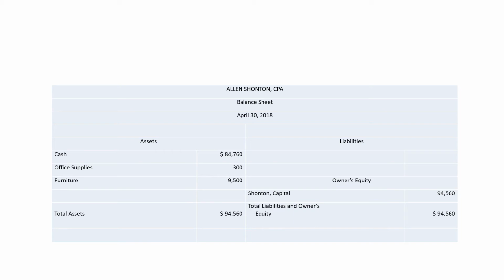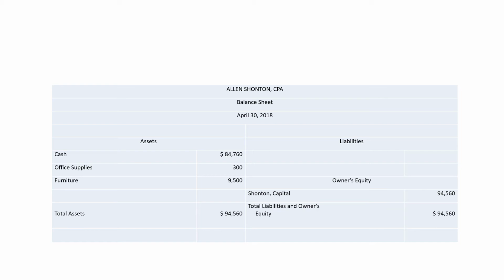So we refer back to our spreadsheet. We'll start with assets. There were 3 assets with balances. You do not have to put an asset if it does not have a balance. So cash, $84,760, office supplies, $300, and furniture, $9,500. We'll add those all up. The total asset balance or amount, $94,560.